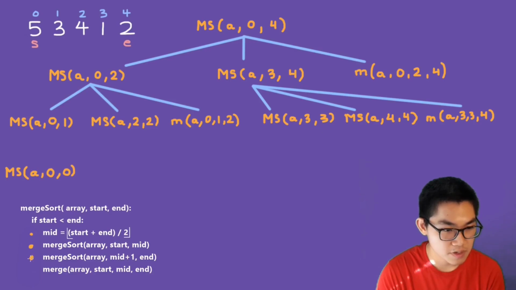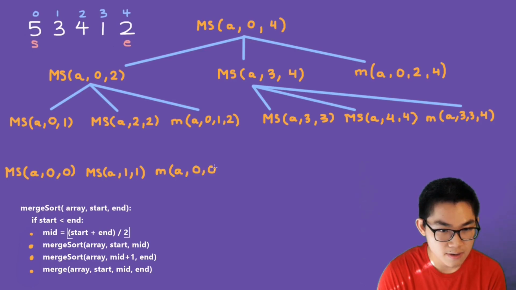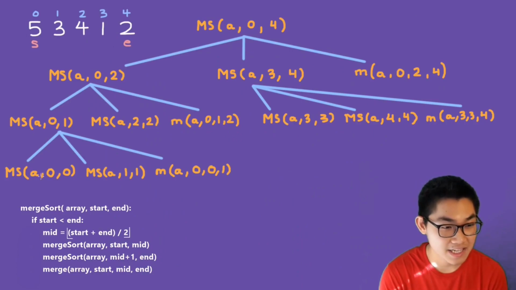And then we do this merge sort, so ms. Pass in the array. Then mid plus 1. So 0 plus 1 is 1, then the n will also be 1. And then we do the merge. So m, we pass in the array, we get the start is 0, the mid is 0, and the n is 1. Then we take a look at this one.